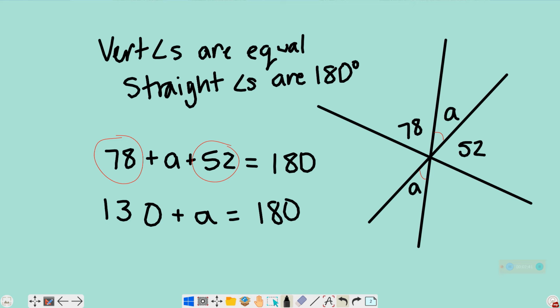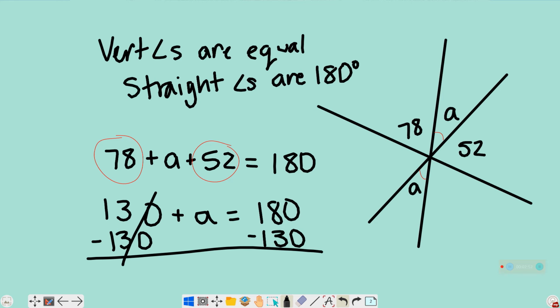Now we want to remove that 130 so we can solve for A. We remove it by subtracting it from both sides. This side adds to 0, and A equals 50.